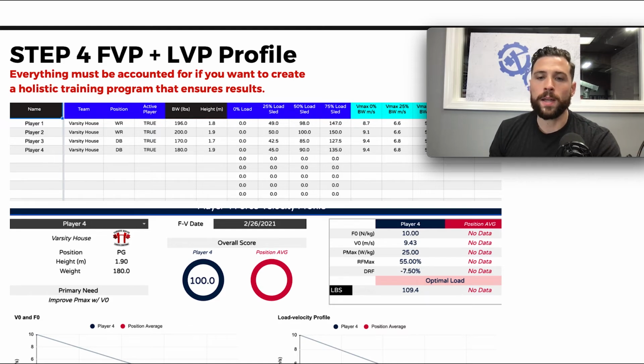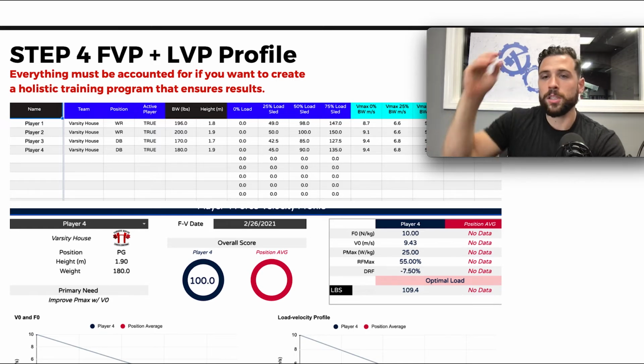And what you're looking for in a load velocity profile is 5 key physical qualities. I'm looking for absolute force output, measured in newtons per kilogram. I'm looking at my absolute velocity, measured in meters per second. I'm looking at my Pmax, also known as force potential, which is watts per kilogram. I'm looking at my rate of force max, which is how quickly I can accelerate and get to max velocity. And then I'm looking at my decreased rate of force, which is essentially how quickly the force that I've generated drops off.